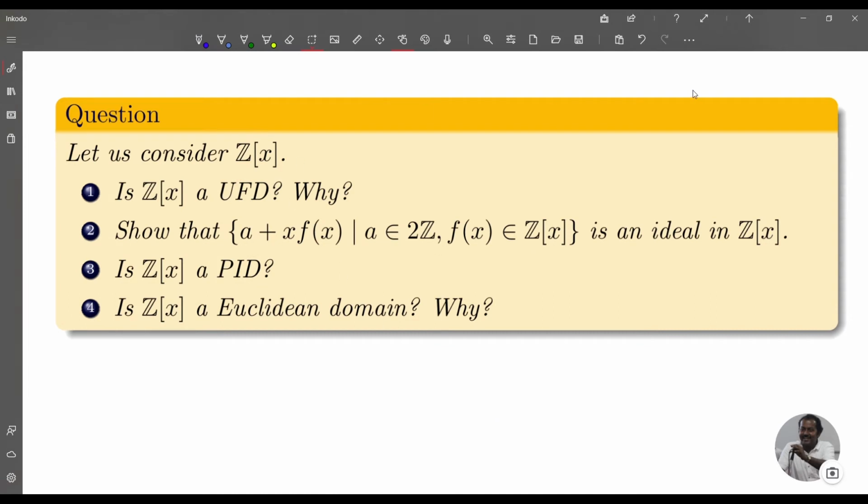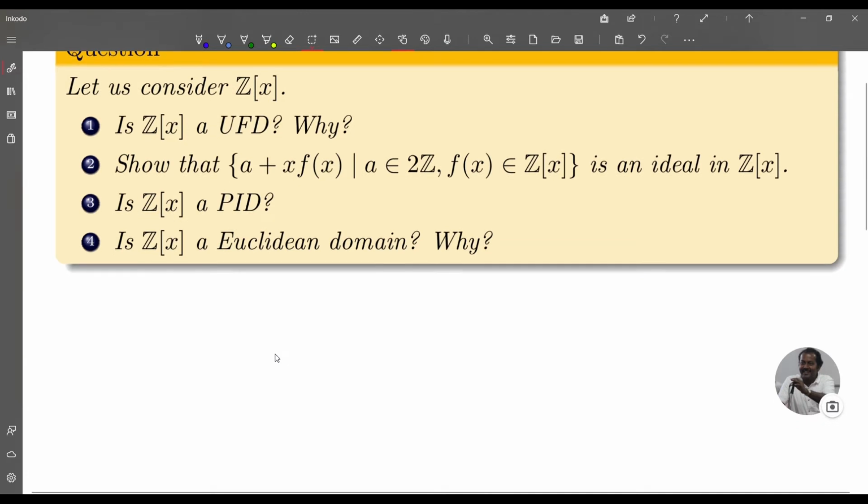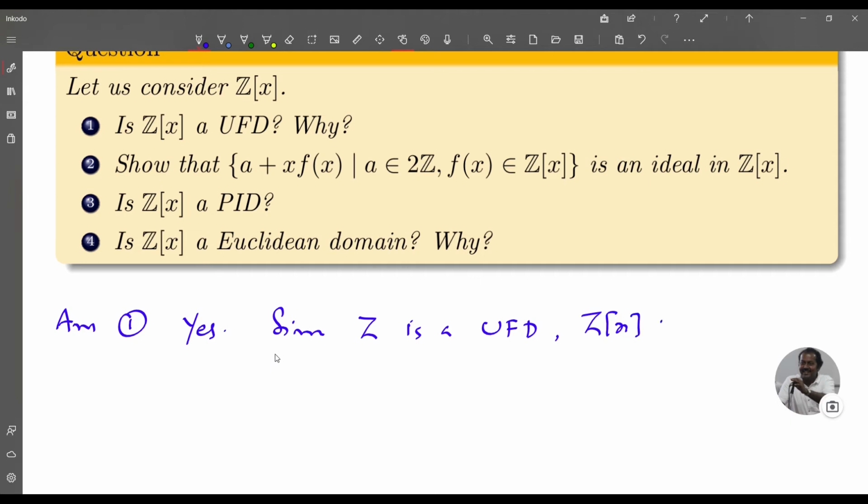Now we do these problems. Consider Z[x]. Is Z[x] a UFD? Why? Show that a plus x f(x), where a is an even number and f(x) is in Z[x], is an ideal in Z[x]. Is Z[x] a principal ideal domain, and is Z[x] a Euclidean domain? The answer to the first question is yes. Since Z is a UFD, Z[x] is also a UFD.